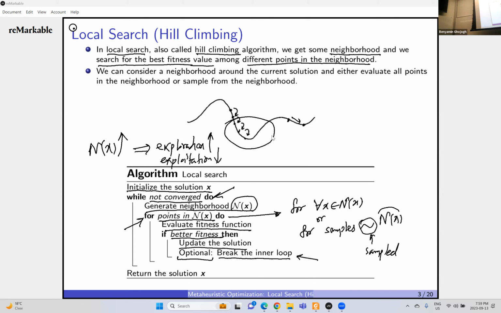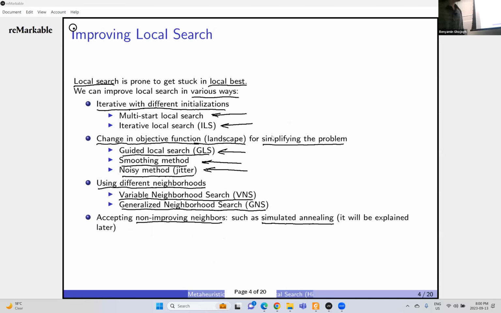Humans, when they are young, they explore. Gradually, they settle down and they exploit. Materialistic optimization also is like that. They usually explore first, and then they exploit later, usually. Did that answer your question? Okay. So as I said, N of x, the neighborhood of x, can be dynamic.